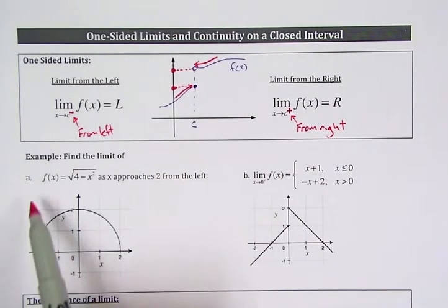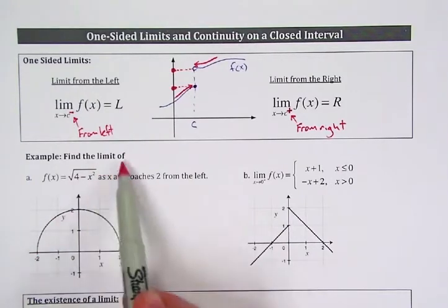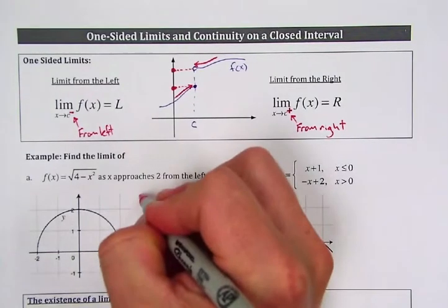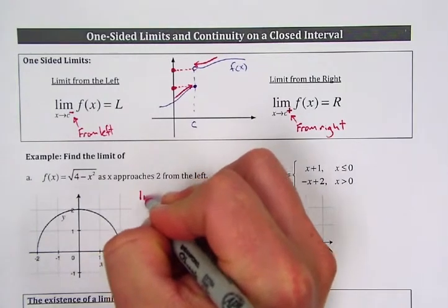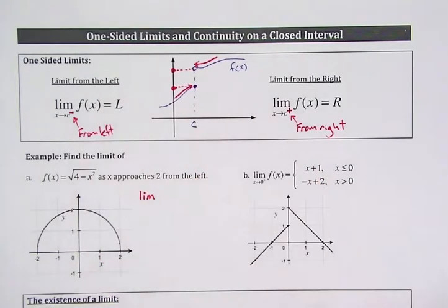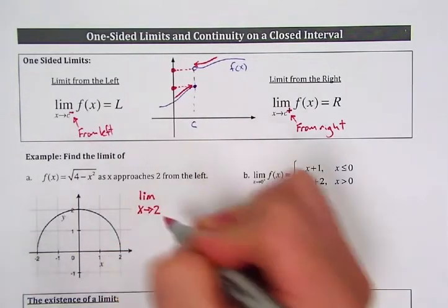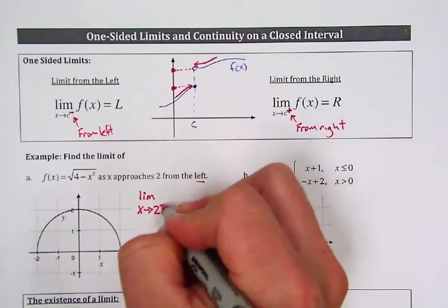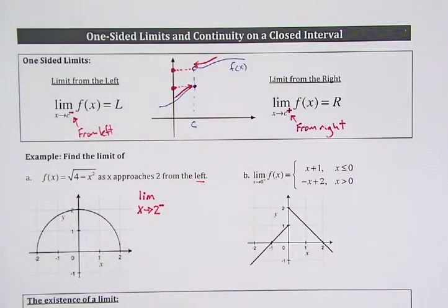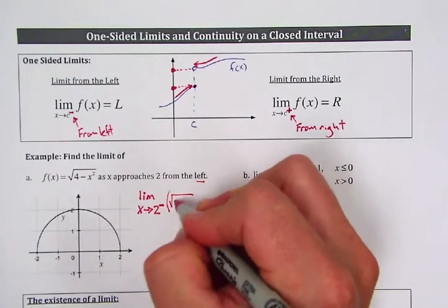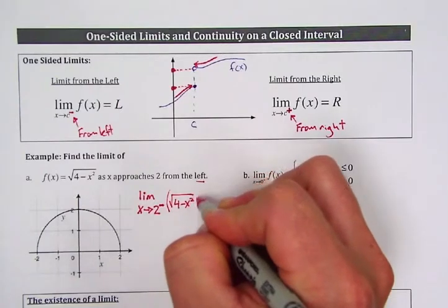So let's try our example here. We have a function, the square root of 4 minus x squared, and we want to find the limit of this function as x approaches 2 from the left. So let's practice writing that in our notation. We write the limit as x approaches 2 from the left, so the left we put minus, of our function, the square root of 4 minus x squared.